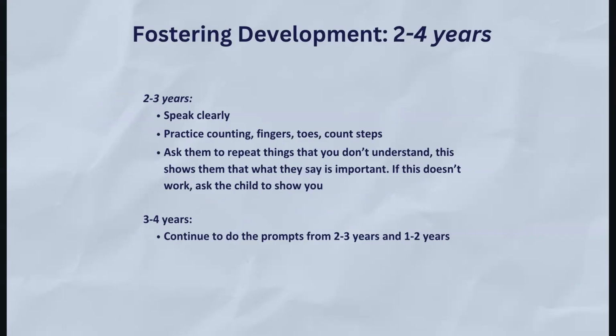Fostering development, 2 to 4 years. For 2 to 3-year-olds, we should do our best to speak clearly, like I just didn't. They model their speech after us, so it's important that we use correct speech. Practicing counting is also really helpful for them. We can count their fingers, toes, their steps while we're going for a walk, pieces of a favorite snack, anything really. From 3 to 4 years old, try to incorporate as many of these activities as often as you can.